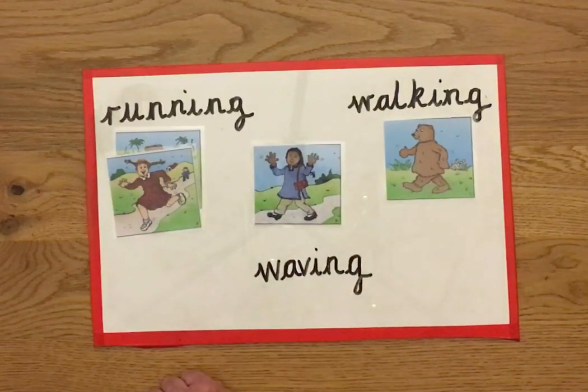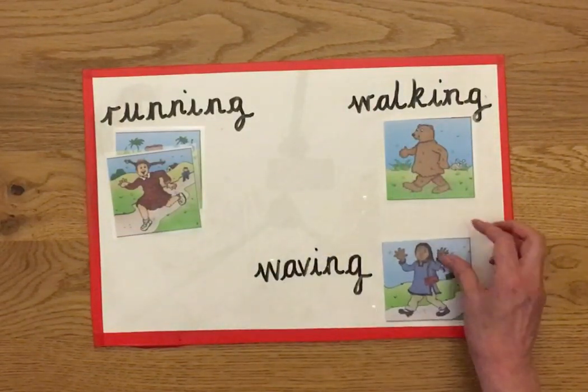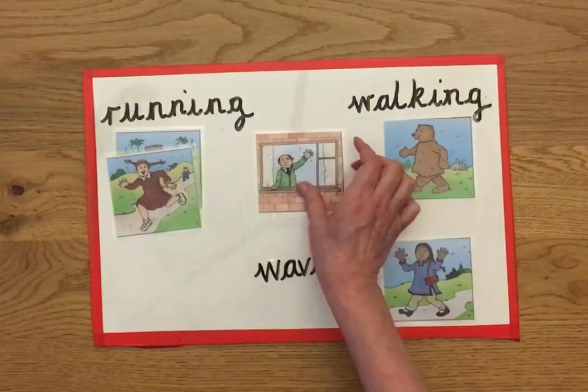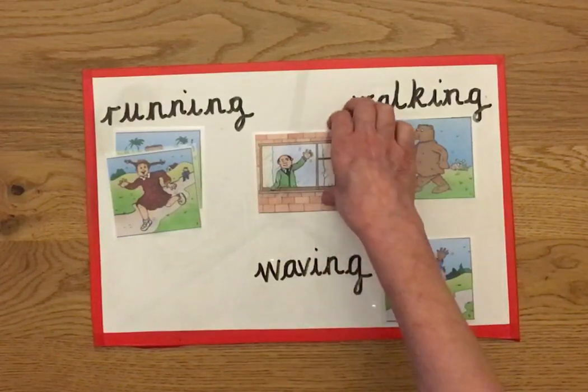What about this girl? Could you see what she's doing? She's walking, but she's mostly waving. Brilliant. And this man, what do you think he's doing? What verb is he doing? Is he running, walking, or waving? Brilliant. He's waving.